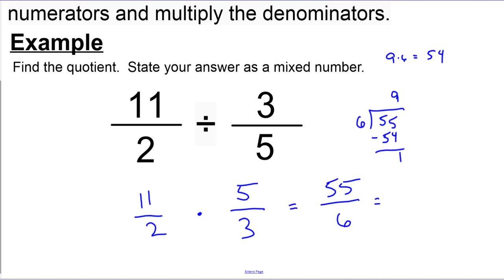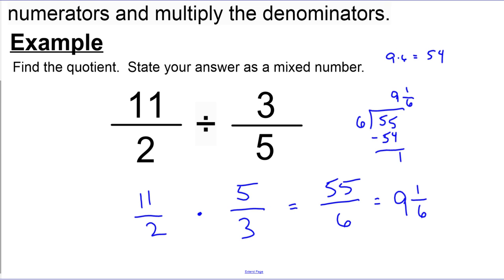Well, 1 is smaller than my divisor, this number on the outside, so I don't have another complete whole to do a division, so I'm going to say I have 1 left out of 6 total that I need for my next whole. So that's going to be the mixed number form of this improper fraction, so 9 1/6.